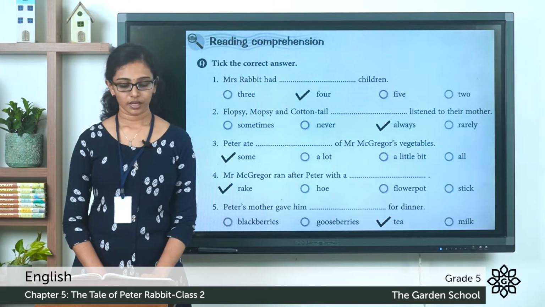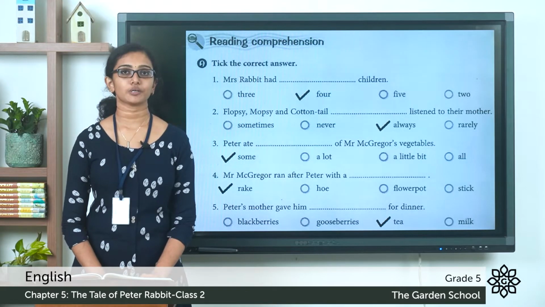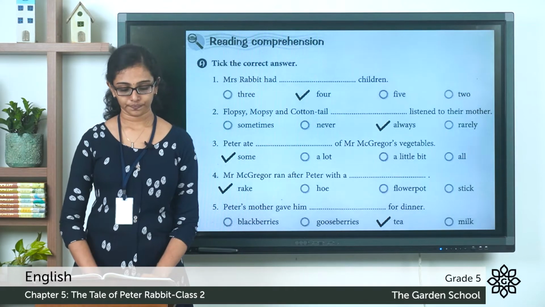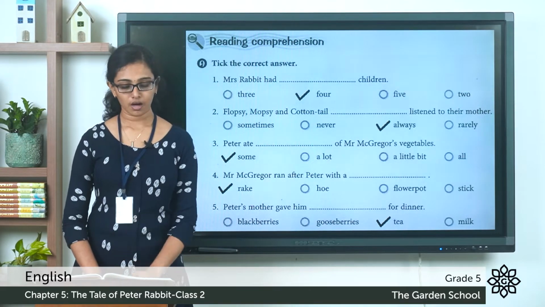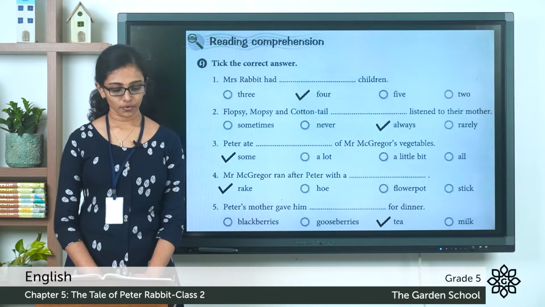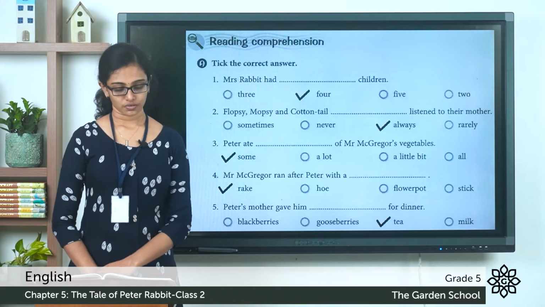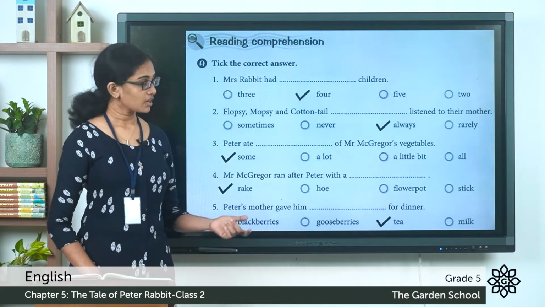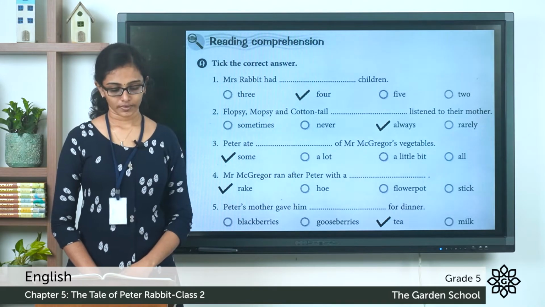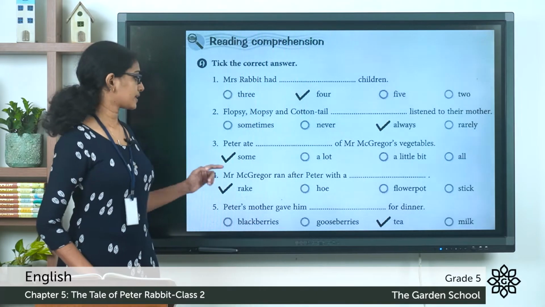Question number 3, Peter ate dash of Mr. McGregor's vegetables. Is it some, a lot, a little bit or all? So Peter ate some of Mr. McGregor's vegetables. Question 4. Mr. McGregor ran after Peter with a dash. Was it with a rake? Was it with a hoe? Was it with a flower pot? Or was it with a stick? Mr. McGregor ran after Peter with a rake.